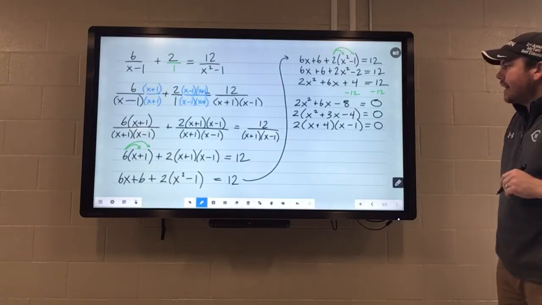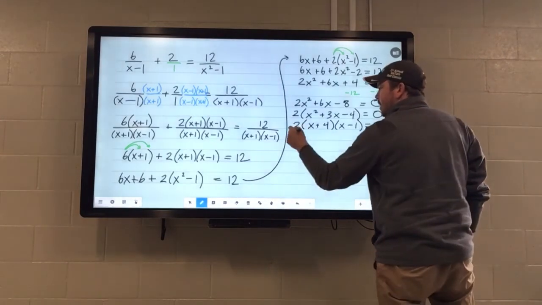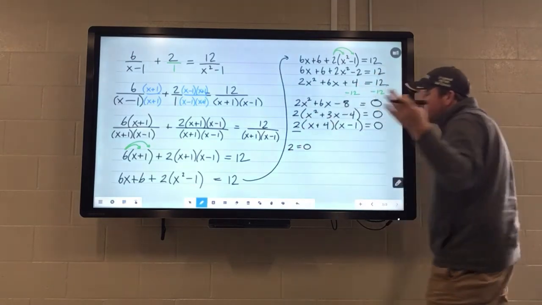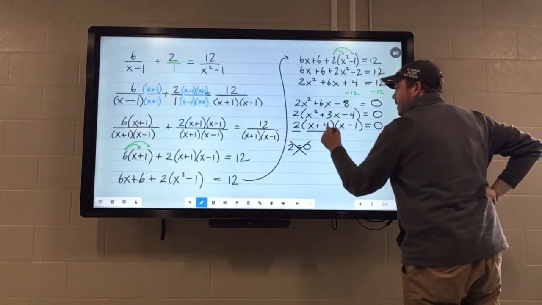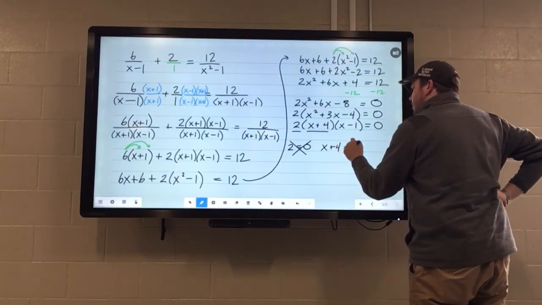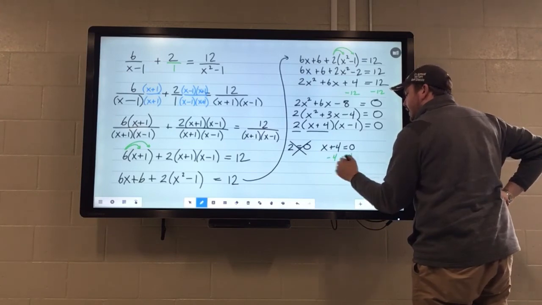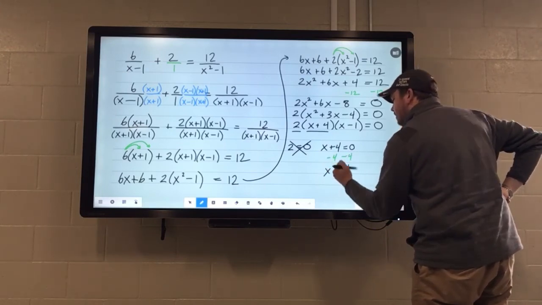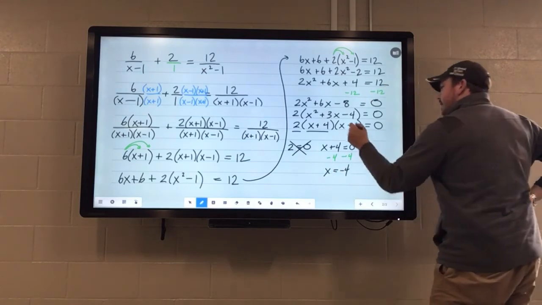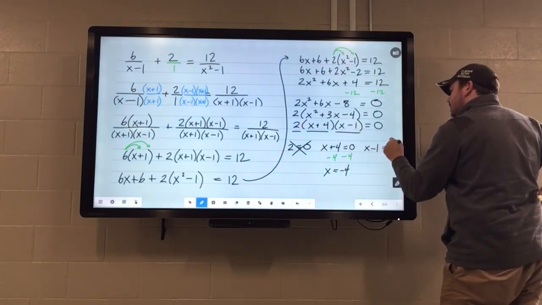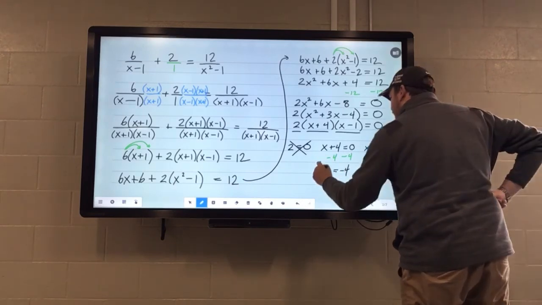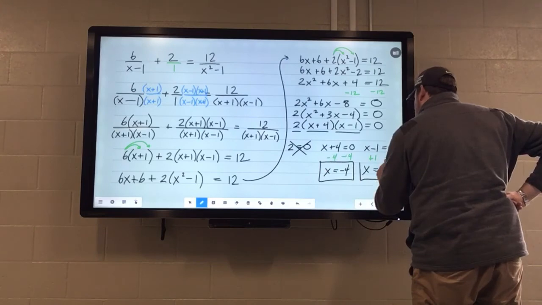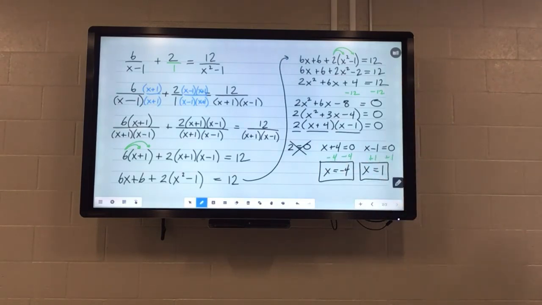And now we just need to set each factor equal to 0 and solve. Start with the 2. 2 equals 0, there's no variable to solve for, there's nothing we can solve. We're just gonna ignore that. x plus 4 equals 0. Let's go ahead and solve that. Subtract 4 from both sides. x is equal to negative 4. And then my last one, x minus 1 equals 0. To solve, just add 1 to both sides. x is equal to 1. So after all of that work, our answers are x is equal to negative 4 and x is equal to 1.